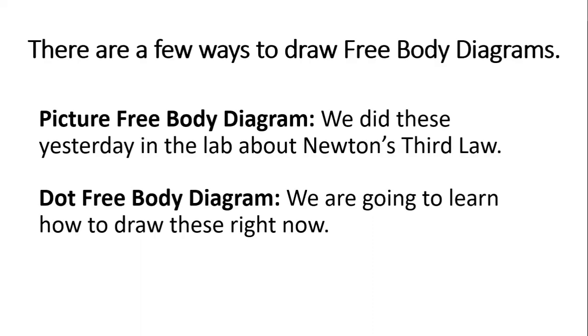In physics, we use a lot of pictures, diagrams, arrows, vectors, that's what an arrow is, to describe what's happening and what kind of problems we are looking at. So let's figure out what these different free body and dot diagrams are and how to make them.